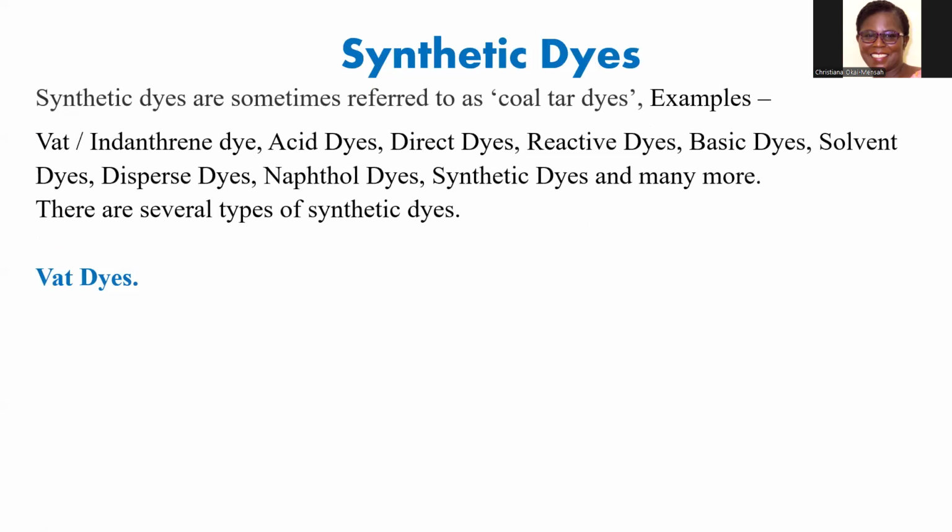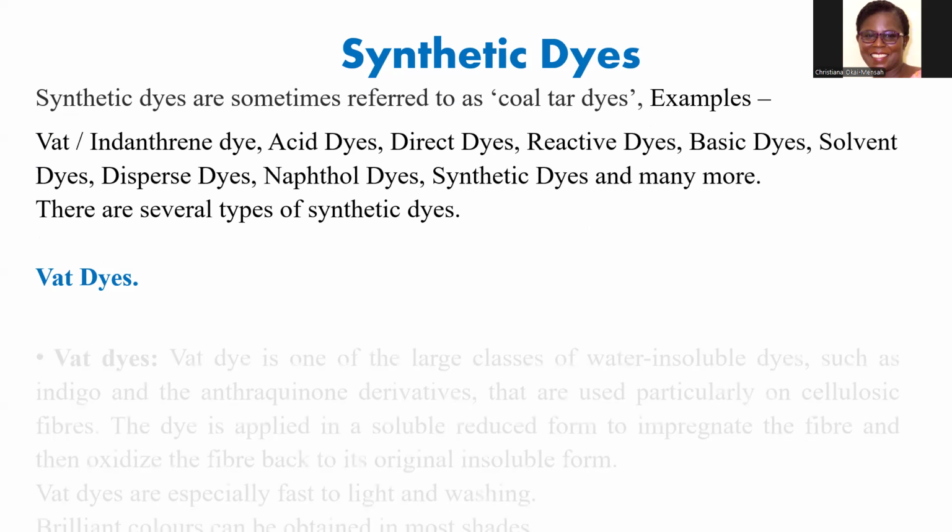So the synthetic dyes are sometimes referred to as coal tar dyes. They are coming from petroleum. For example, you have the VAT. The VAT is also called indanthrene dye. So we'll be using VAT, or when we say indanthrene, it's the same as VAT. You have the acid, direct, reactive, basic, solvent, disperse, naphthol, and many more. There are several types of synthetic dyes.